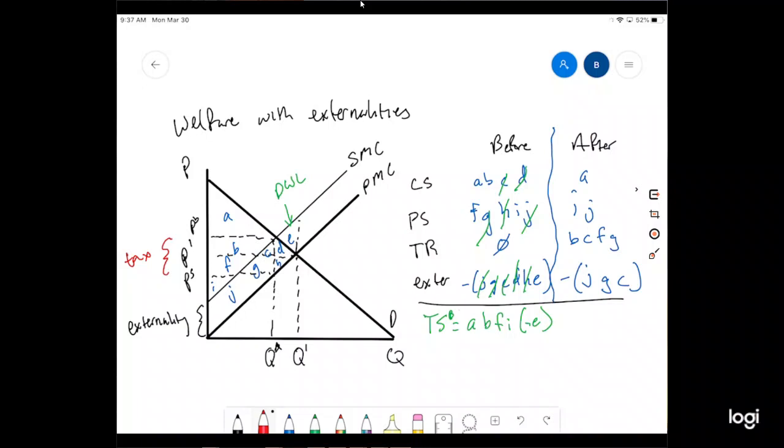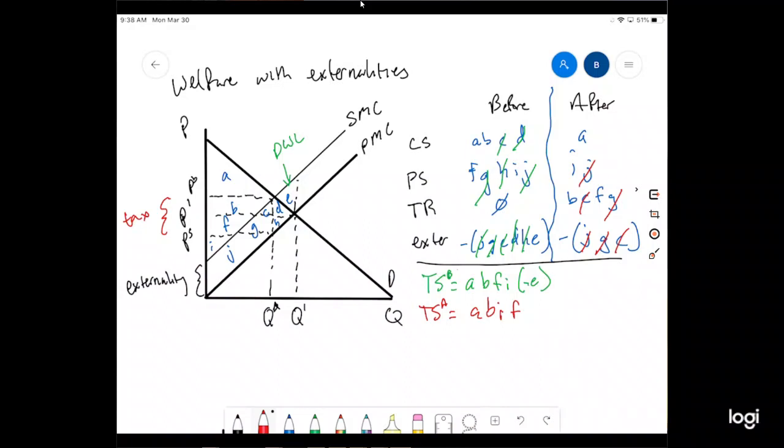So now let's do the total surplus after the tax. Total surplus after the tax is going to be, let's cross these values off. Total surplus is A, B, I, and F. Okay. Well, now there is no deadweight loss. So we have removed the deadweight loss by imposing the tax. So the minus E is gone after we've imposed the tax. So now our total surplus after the tax is the same as our total surplus before the tax, except we have removed the deadweight loss.